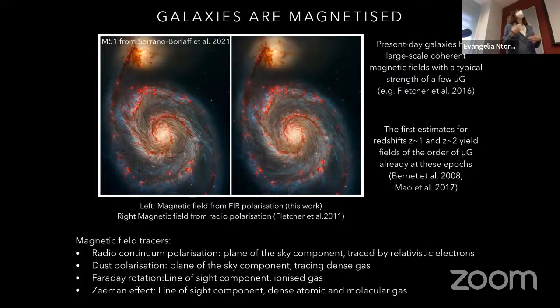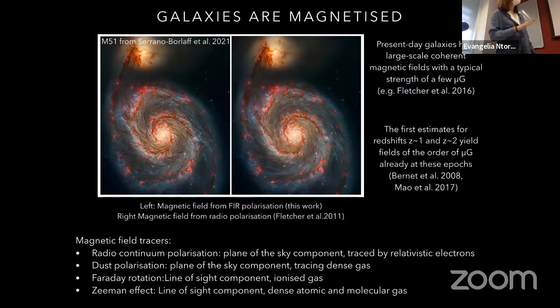So by these equipartition arguments, and also from some Faraday rotation, we know that galaxies host magnetic fields of a few micro Gauss. And this is important because a few micro Gauss is roughly in equipartition with the turbulent energy of the galaxies and the thermal energy of the galaxies. So it's dynamically important. The magnetic field plays a role in the dynamics of the galaxy.